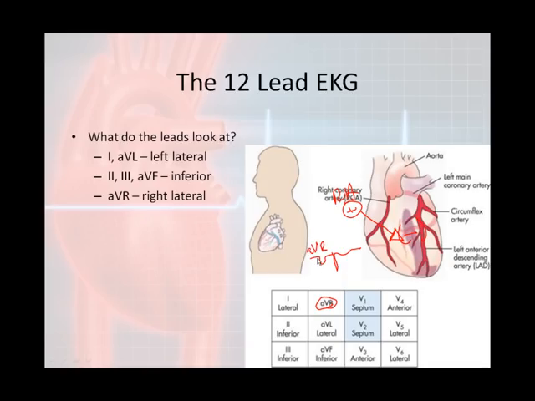If you have a positive something in your AVR lead, then you know that the electricity is traveling in the wrong direction. That's about as useful as I want you guys to know for AVR. So let's move on to the interventricular septum.